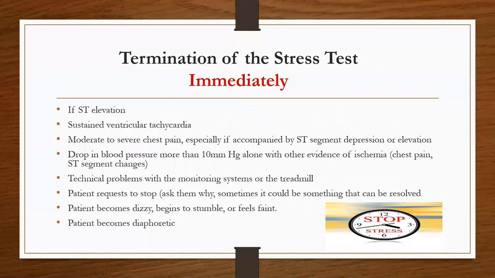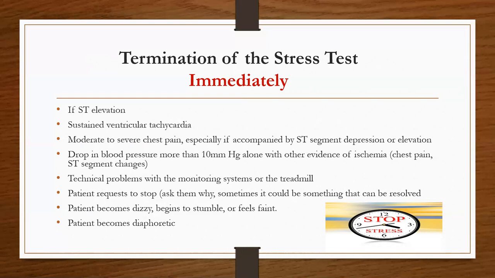So what are the signs that you should terminate a stress test immediately? If the patient's having any ST elevation, sustained ventricular tachycardia, moderate to severe chest pain, especially if it's accompanied by ST segment depression or elevation, or a drop in blood pressure of more than 10 millimeters of mercury along with other evidence of ischemia, such as chest pain and ST segment changes. Also technical problems with the monitoring system or the treadmill.